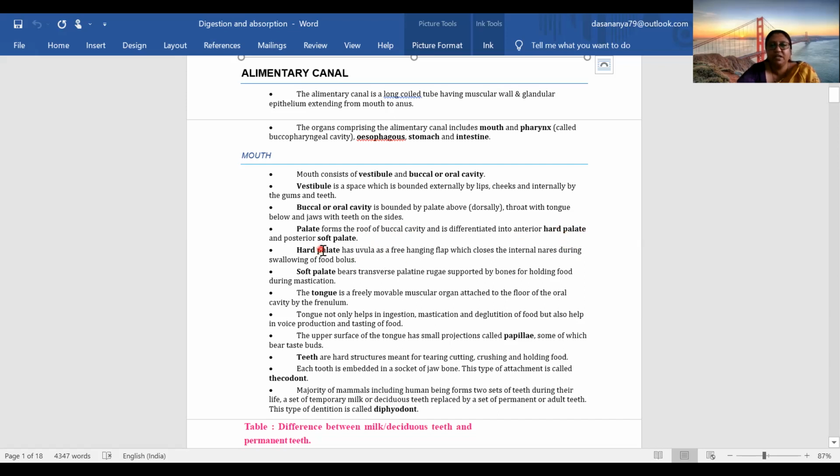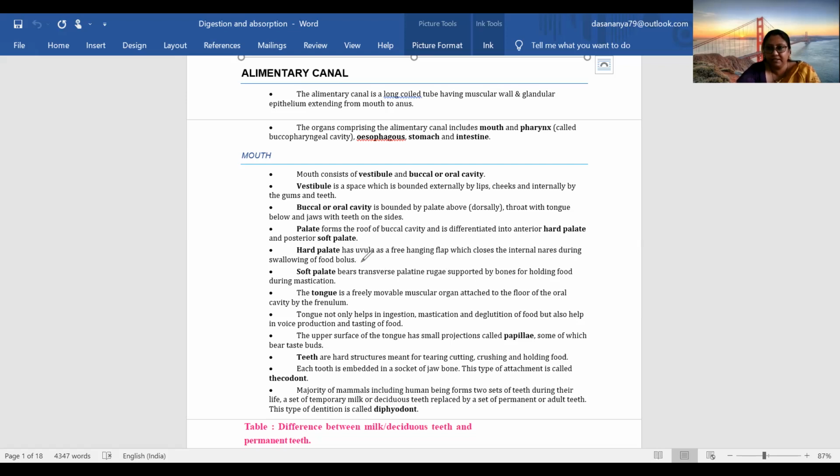And the posterior part means, anterior means सामने की तरफ, पीछे की तरफ. So the posterior part will be comparatively soft. So the hard palate will have the uvula, which is just a hanging flap. Actually, this uvula closes the internal layers during swallowing of the food bolus.